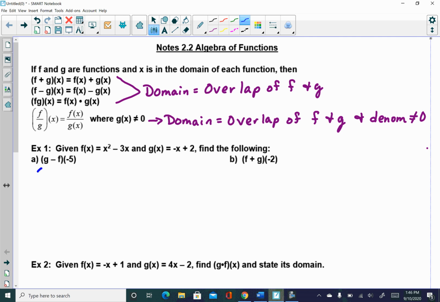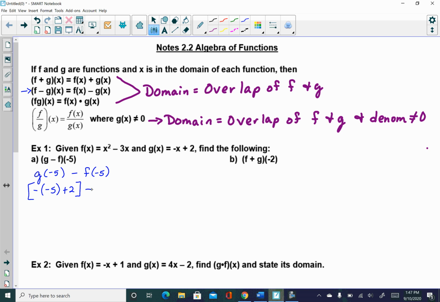All right, so starting straight away, what I would first do is rewrite this g minus f of negative 5 to say that I'm finding g of negative 5 minus f of negative 5, utilizing the notation that you see up at the top. So this first function says go to your g function. Everywhere you see an x, plug in negative 5. My g function already has a negative sitting out there, then I'm going to replace the x with negative 5, and then it's plus 2. So there's me plugging in to my g function.